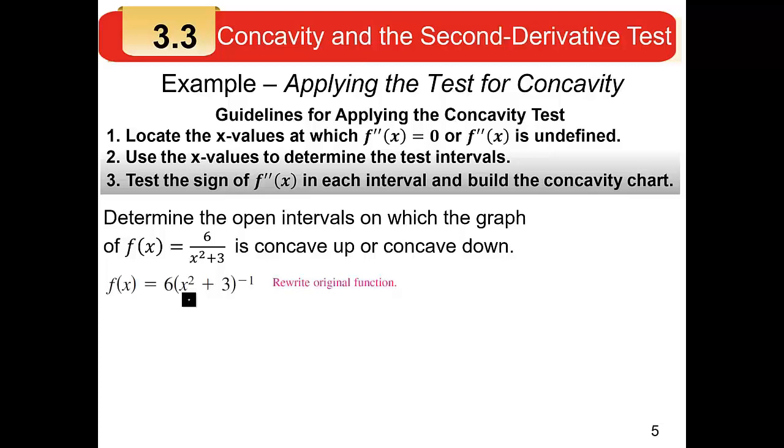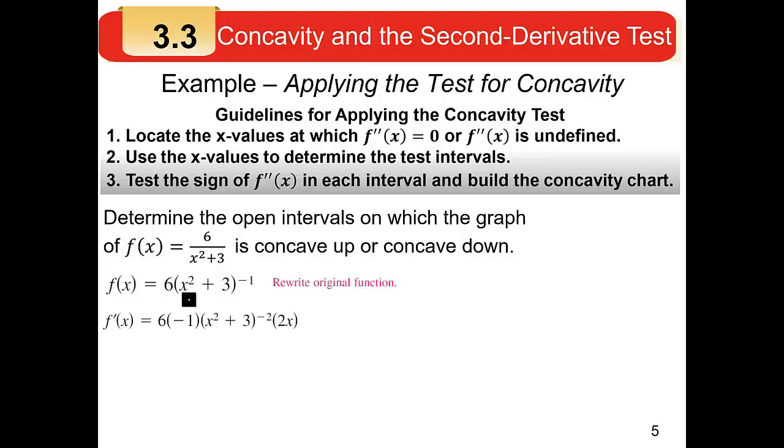In order to do that, I would rewrite that function as 6 times the quantity x squared plus 3 to the negative 1. If you don't, you'll end up using the quotient rule on the original function, which works, but I think most people would think it is much easier to do it as a general power rule problem. So if you're going to do it as a general power rule problem, which is my suggestion, rewrite the function as a negative exponent, then use the general power rule.